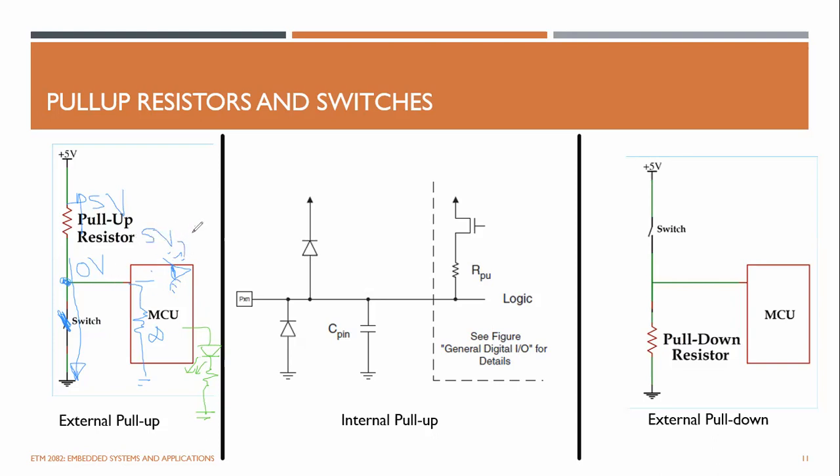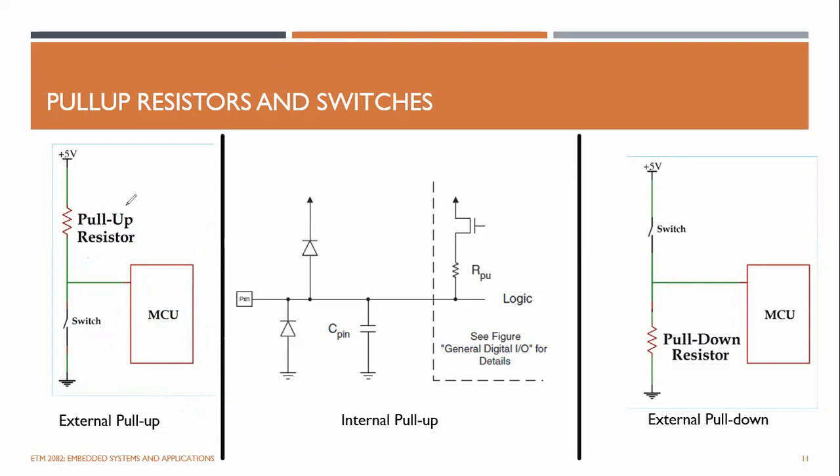After pressing, it becomes 0 volt. So you can write a code like if the voltage changed to 0 volt, then light up the LED. Otherwise, the LED is off, right? So that is how you use these pull-up resistors and switches to get user input.